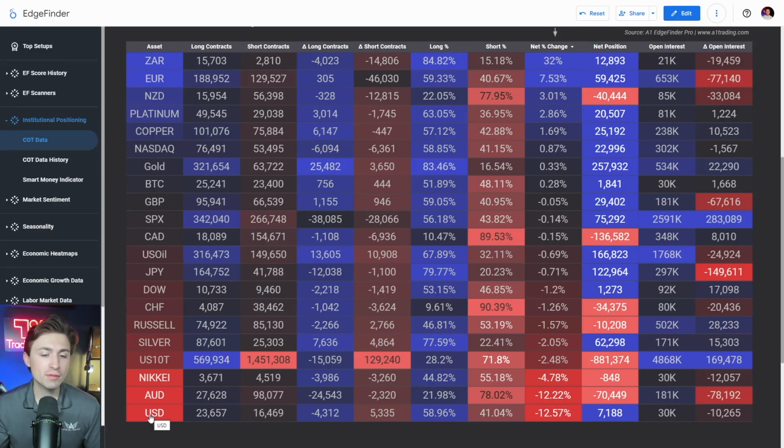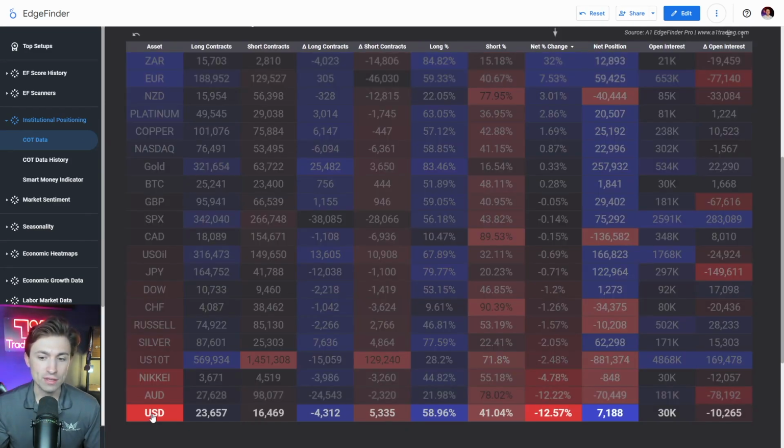We can go to the bottom of this list and highlight, for example, the US dollar, where in this case, you can see they actually dramatically reduced long exposure or long contracts, and they increased their short contracts. That would be a very bearish week for the US dollar.